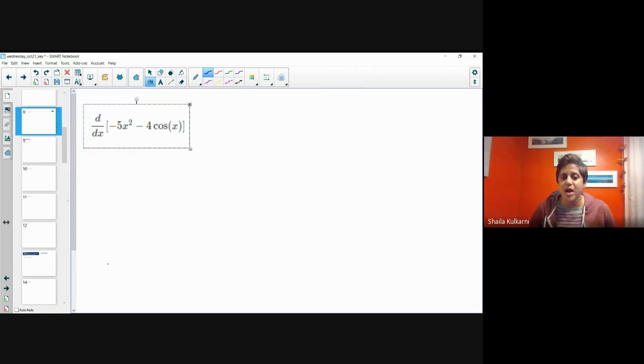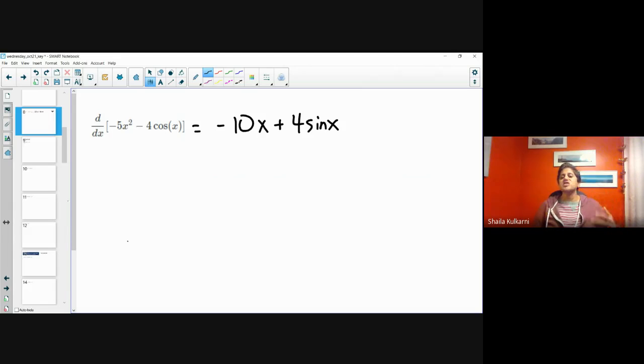Let's go to our next problem. Our last problem, it says we got to use the power rule, negative 10x to the first, and then minus 4. What's the derivative of cosine? It's negative sine, so we're going to make that a positive. And first period's problems are over for that first section.